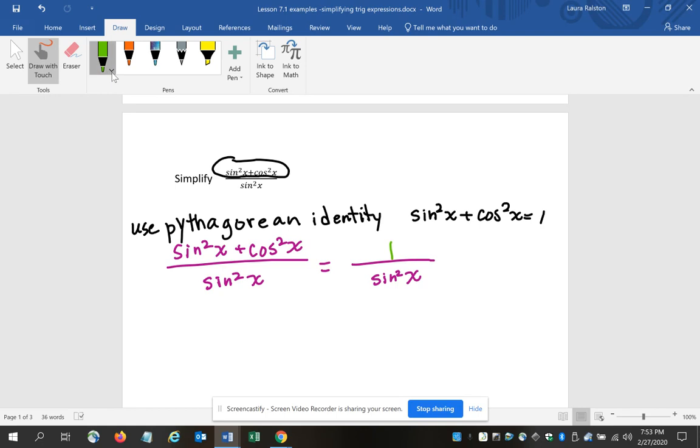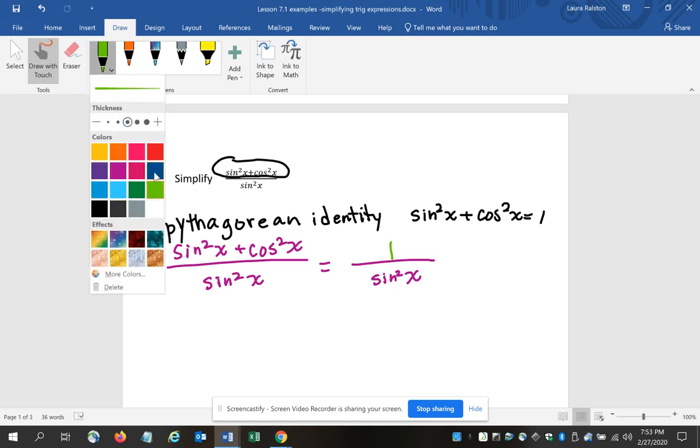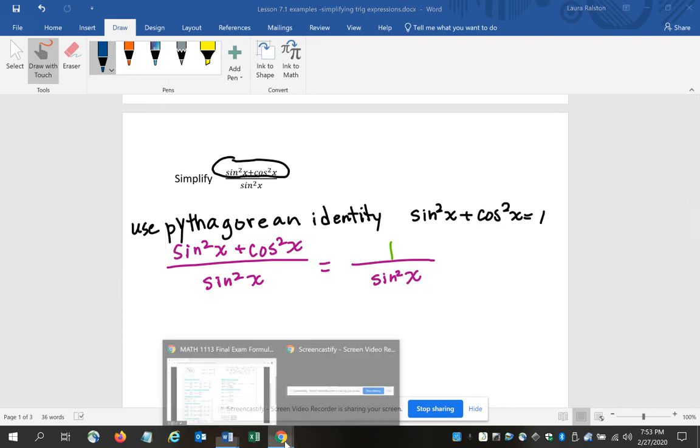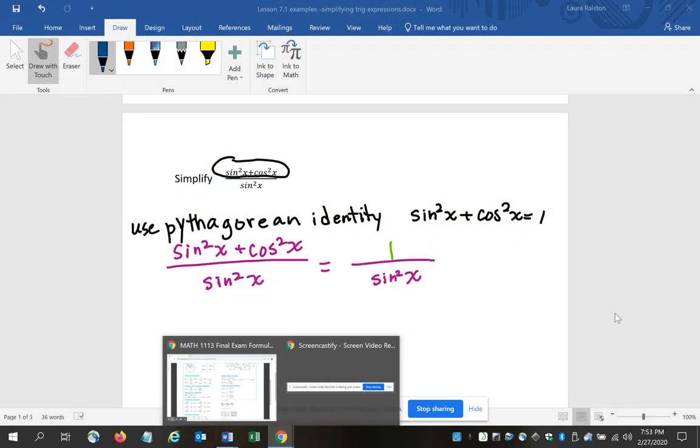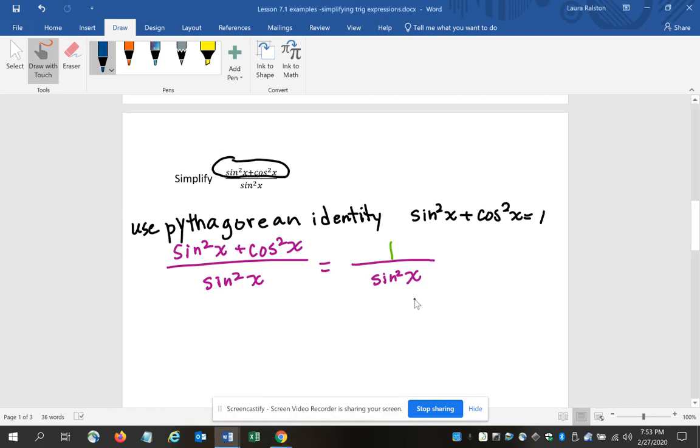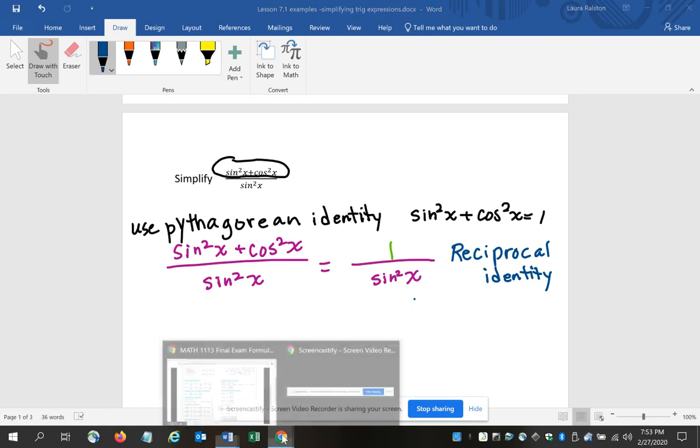Now be careful that you don't stop short when you're working through this problem. I now have 1 over sine squared, which yes is simpler. But when I see sine squared in the denominator and a 1 in the numerator, that makes me think of the reciprocal identity. So when I get to this point, I'm thinking, oh, this looks like the reciprocal identity. And so I'm going to look at my formula sheet.